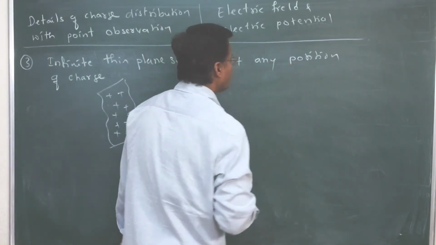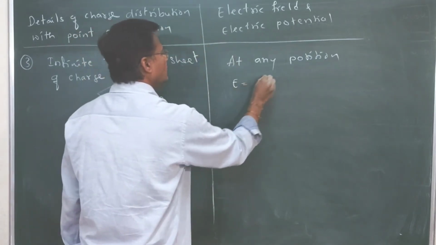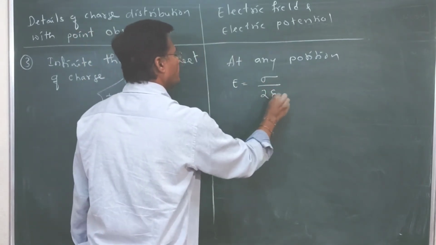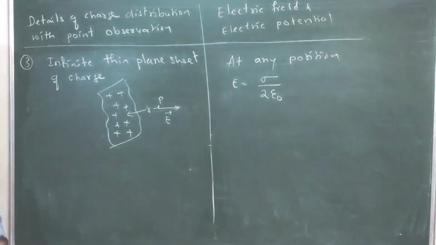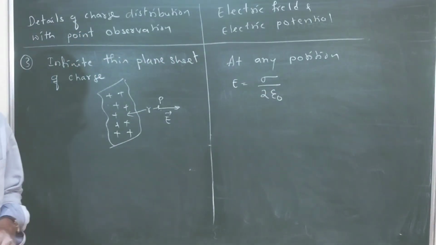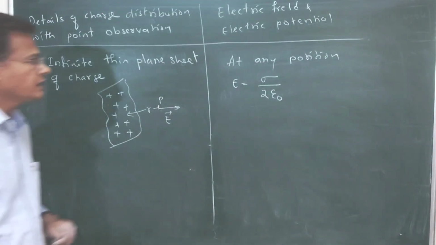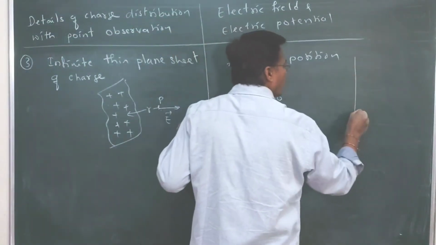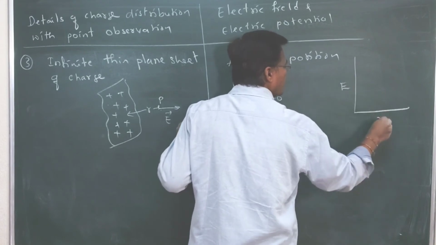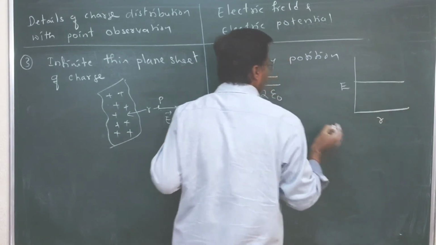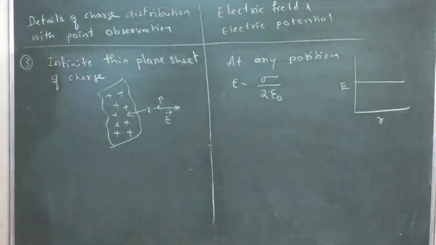At any position, if you take it, E equals sigma divided by 2 epsilon naught. So that is E equals sigma divided by 2 epsilon naught. Then if you take the graph of electric field versus r, we are getting a linear curve.